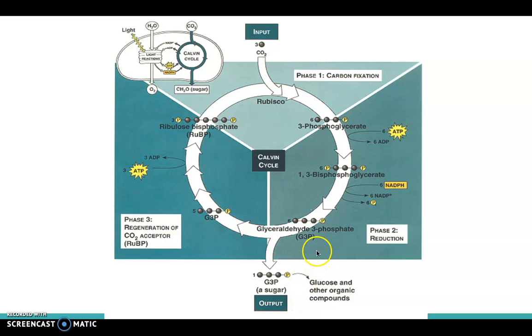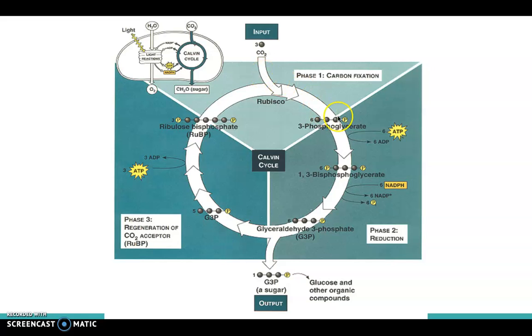However, we need 2 of the glyceraldehyde 3-phosphate in order to make 1 glucose molecule. So every time you go through this process, only 1 out of the 6 leaves to create half of the glucose, so you're going to need to go through this process again. You're going to need another total of 3 carbon dioxide molecules in order to allow for 1 of the 6 glyceraldehyde 3-phosphate to leave.